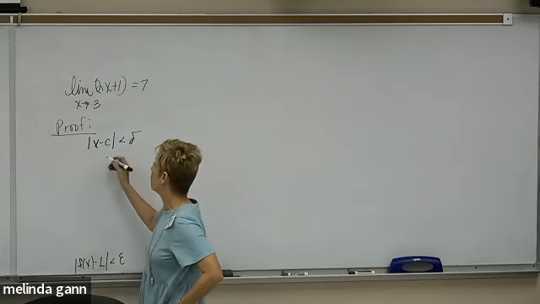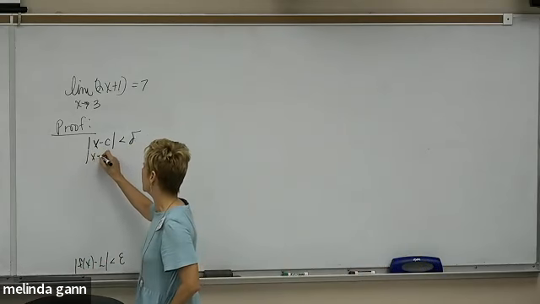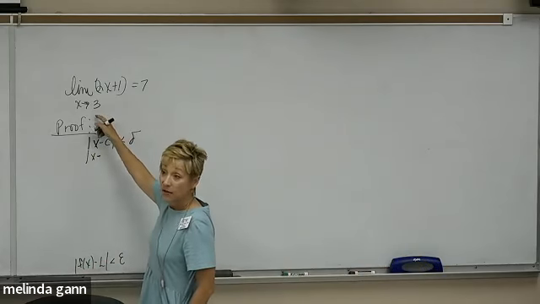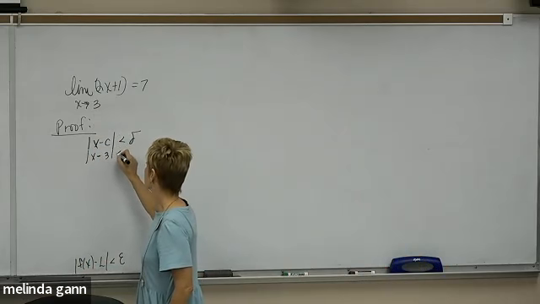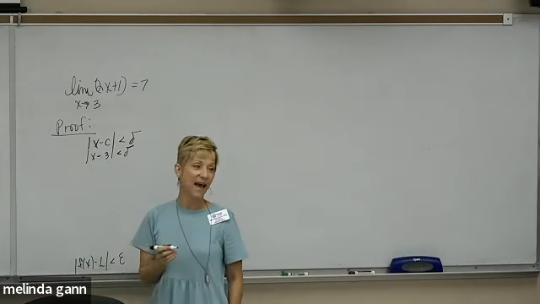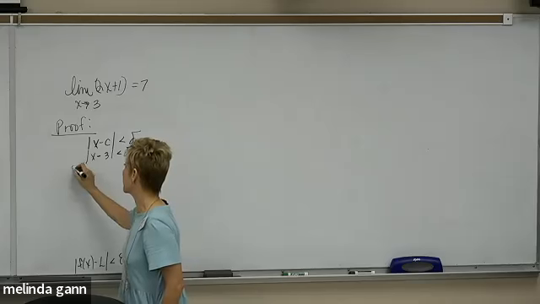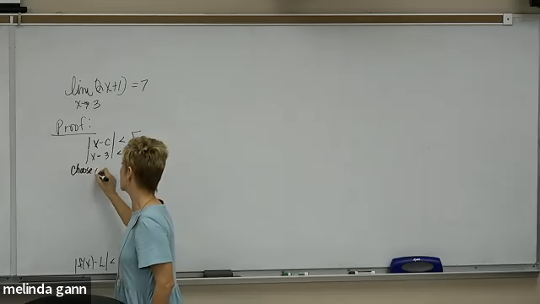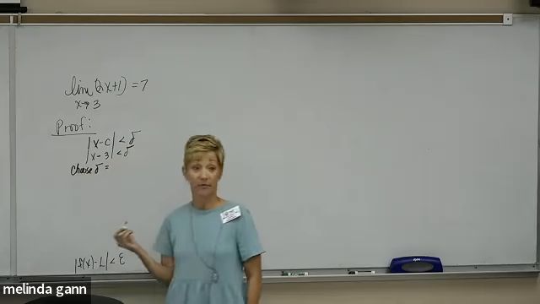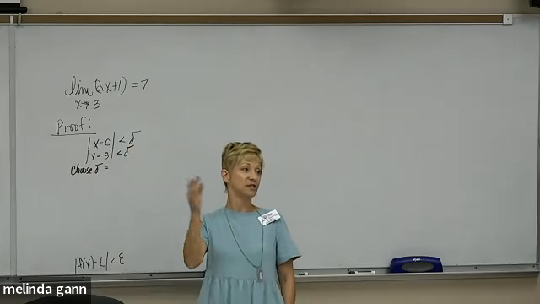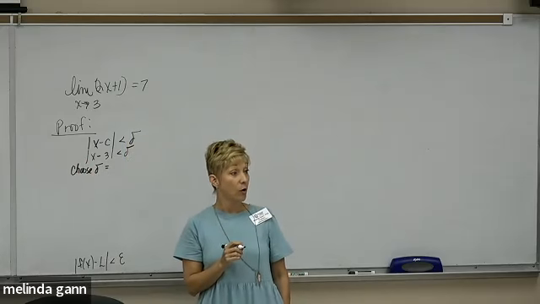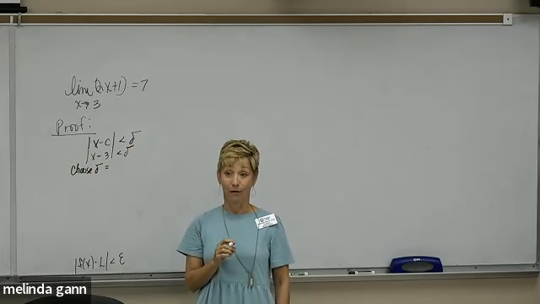Now, let's fill in what we know. What do we know? We know our C is what? 3. Here's what always happens next. They just suddenly say, choose delta equal to something. And it just magically appears in the book. What do you think I'm going to choose delta to equal?